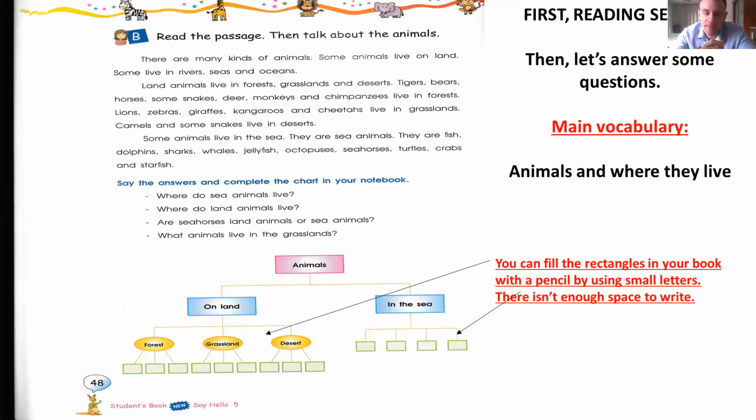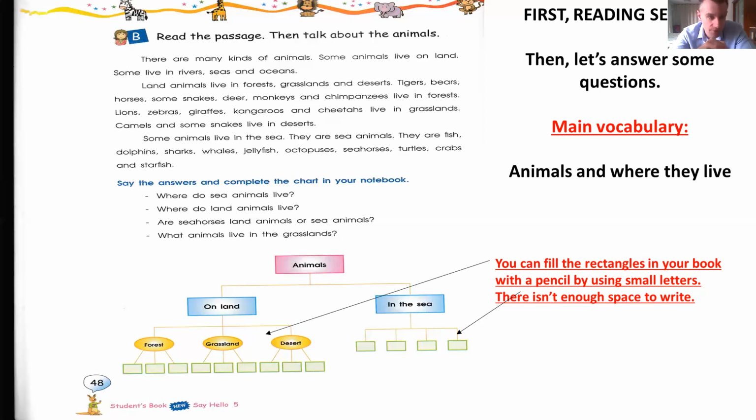Now we have a couple of questions about this text. I will read it. After that, read the questions 2 times and fill the rectangles below. Do you see the rectangles? You can fill the rectangles in your book with a pencil by using small letters, because there isn't enough space to write, as we have a large amount of animals. So here we don't have enough rectangles for that. So try to write with small characters, small letters.